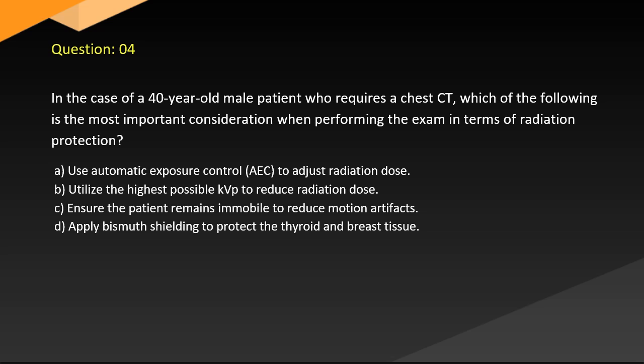Question 4. In a case of a 40-year-old male patient who requires a chest CT, which of the following is the most important consideration when performing the exam in terms of radiation protection? A. Use automatic exposure control to adjust radiation dose. B. Utilize the highest possible kVp to reduce radiation dose. C. Ensure the patient remains immobile to reduce motion artifacts. D. Apply bismuth shielding to protect the thyroid and breast tissue.